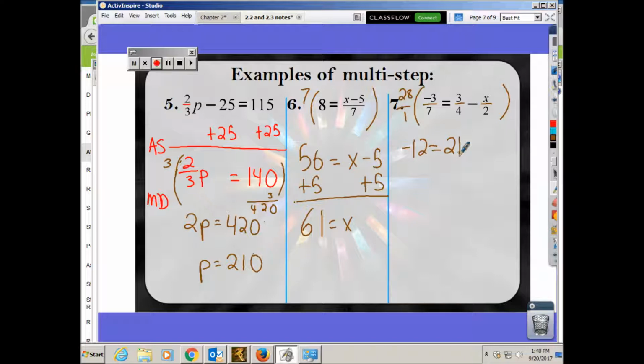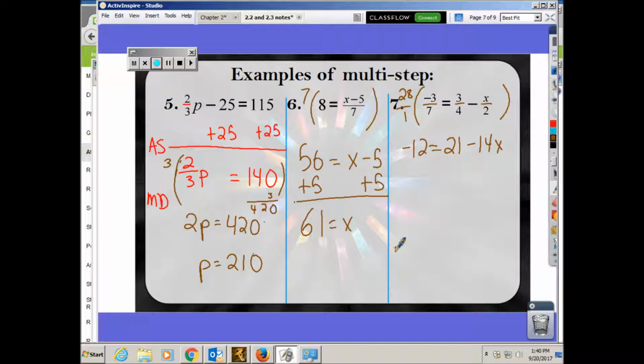And 28, well, I could do this either way. Either way, this is going to be -14x. I could do 28 times x over 2, or I could do 28 divided by 2 is 14. Okay? Now what do I do?